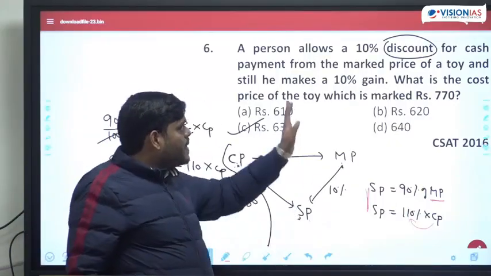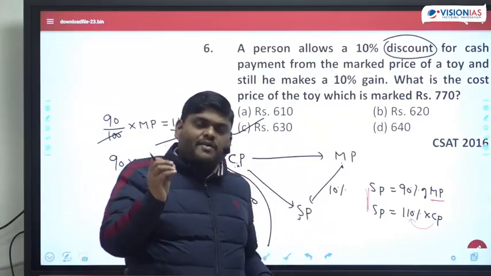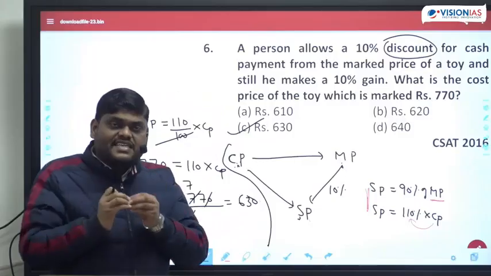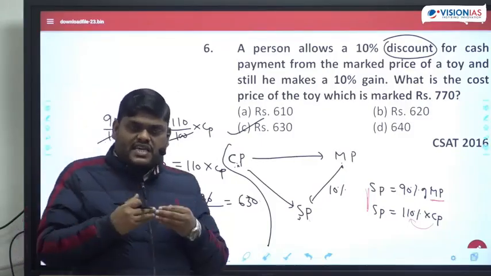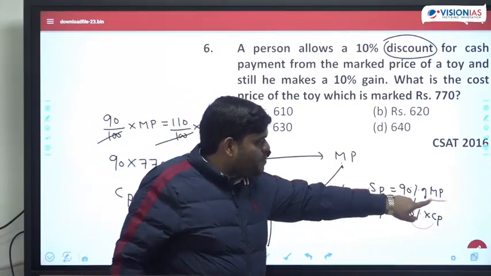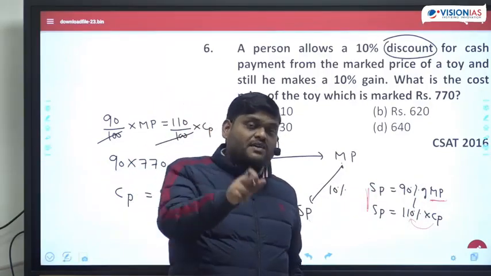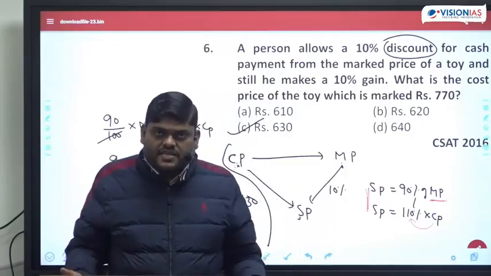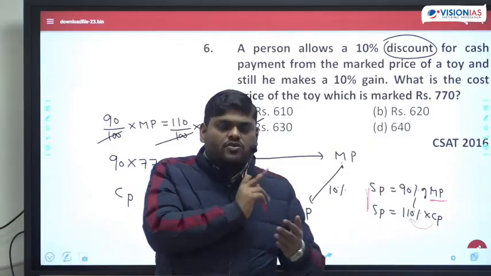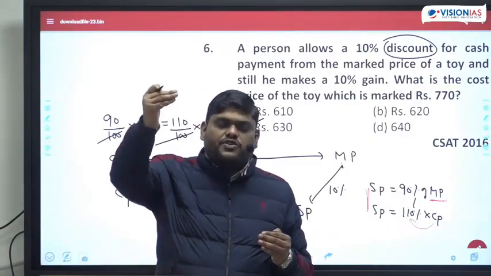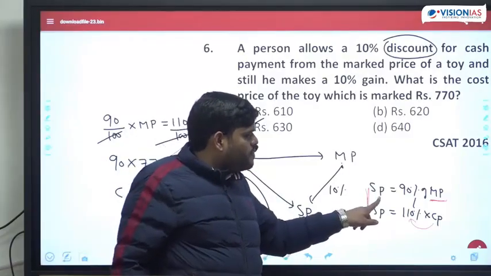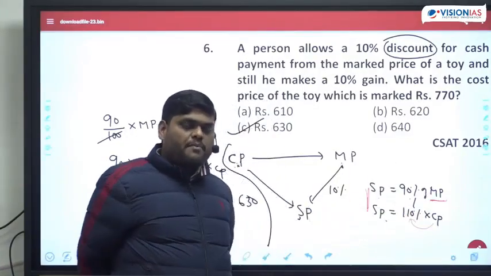Now what is given? There is a 10% discount. 10% discount means 10% decrement. Now this decrement will occur on which value? Since discount is calculated on the mark price, we will decrease the mark price by 10%. Anything was 100%. If you decrease by 10%, you will get 90%, or not? That means SP is equal to 90% of MP.